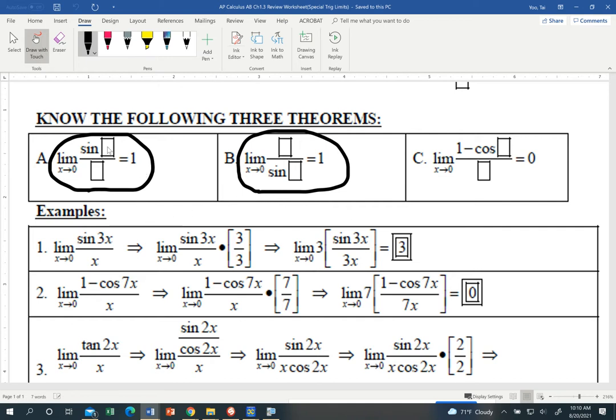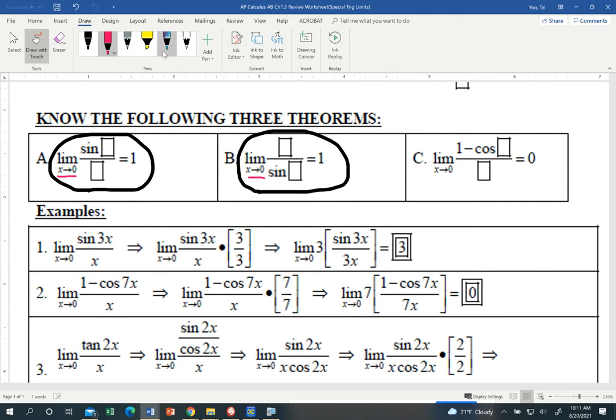They're saying it doesn't matter if you have sine something over something versus something over sine something. Both of them will equal 1, only if x approaches 0. This formula is only true if x is approaching 0. You cannot use this formula if x is equal to something else. Right, so you need to memorize that.